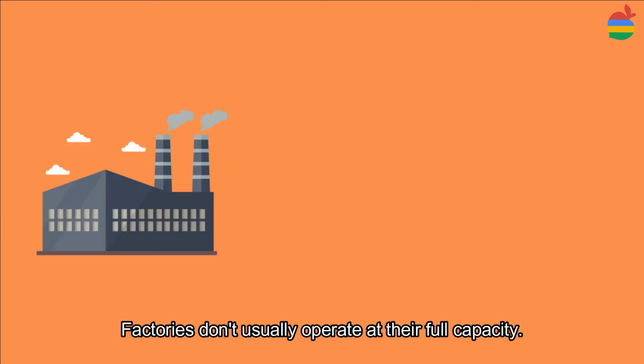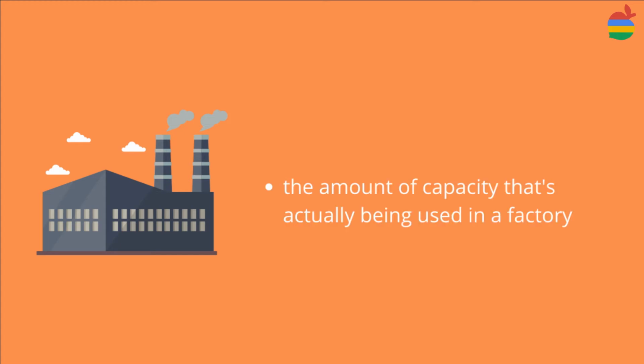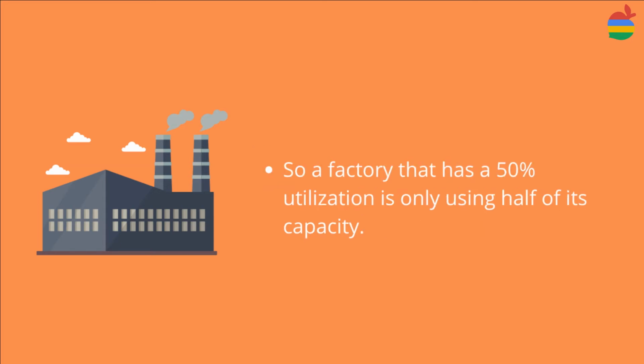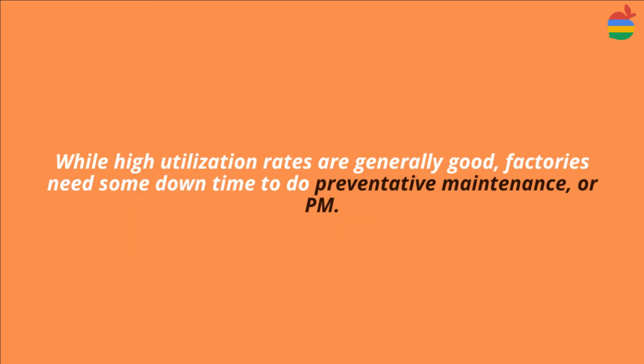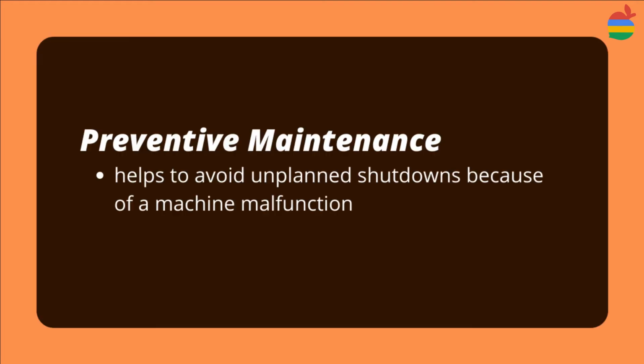Factories don't usually operate at their full capacity. The amount of capacity that is actually being used is called the utilization rate. So a factory that has 50% utilization is only using half of its capacity, while high utilization rates are generally good. Factories need some downtime to do preventive maintenance, or PM. PM helps to avoid unplanned shutdowns because of machine malfunctions.